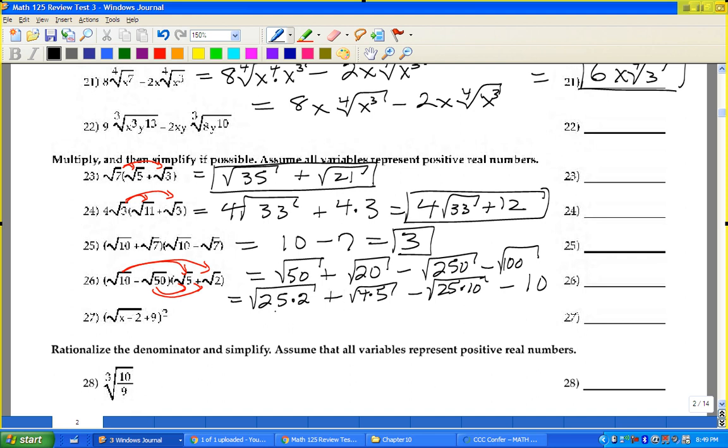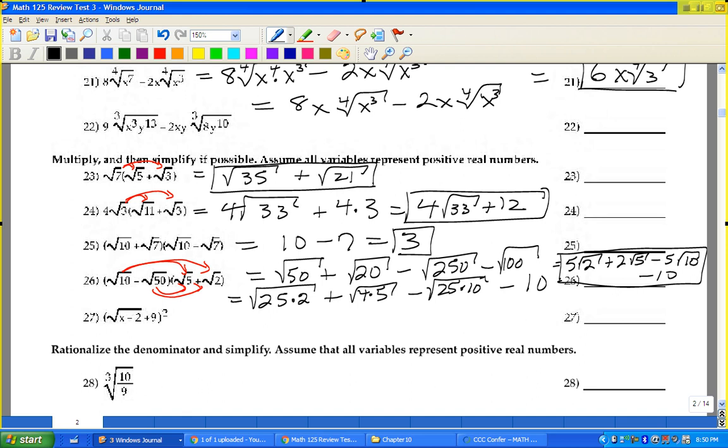and so this is equal to, the square root of 25 is 5, so it's 5 rad 2. The square root of 4 is 2, so it's 2 rad 5. The square root of 25 is 5, so minus 5 rad 10, and then minus 10. And that is your answer. There are no further like terms, so that's as simple as you can get it. So it's 5 rad 2 plus 2 rad 5 minus 5 rad 10 minus 10.